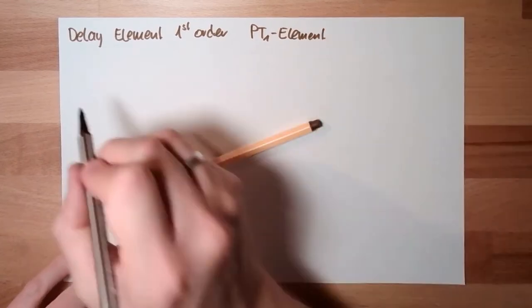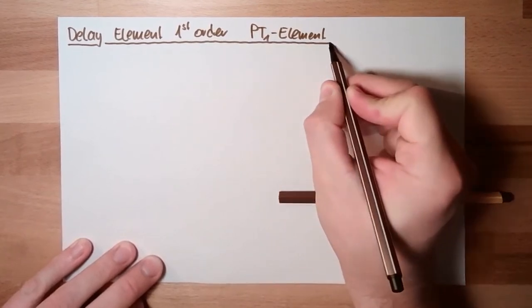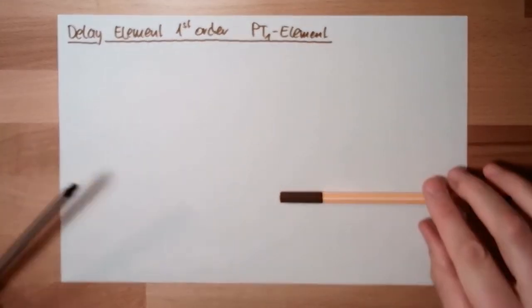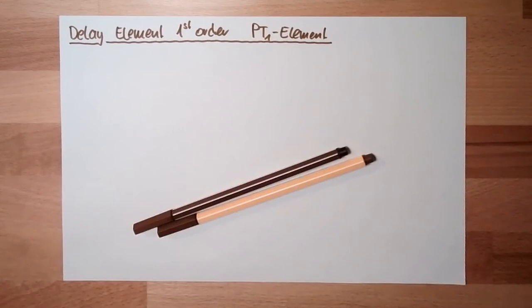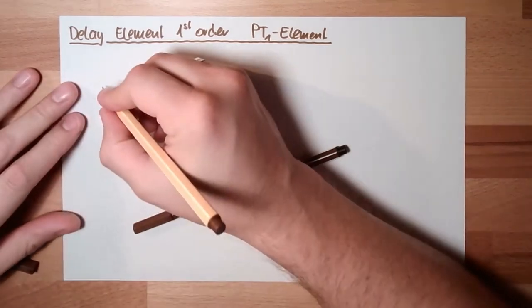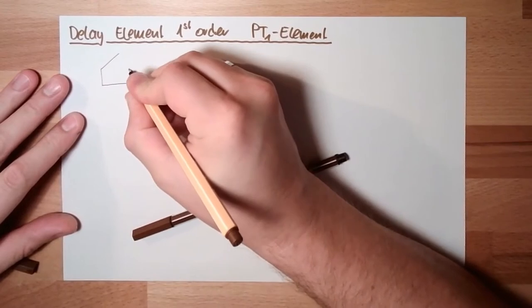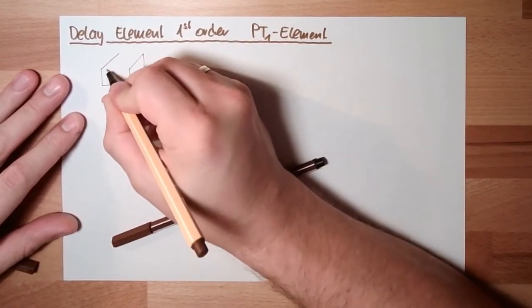A PT1 element is an element with exactly one energy storage. There is something inside which needs some energy so that the status of the element is changing. We had such an example earlier. Remember? I will use almost the same example. There was this cooling, the heat sink.